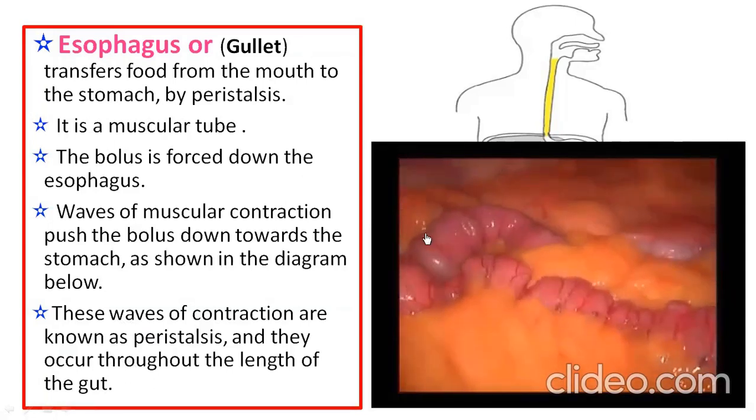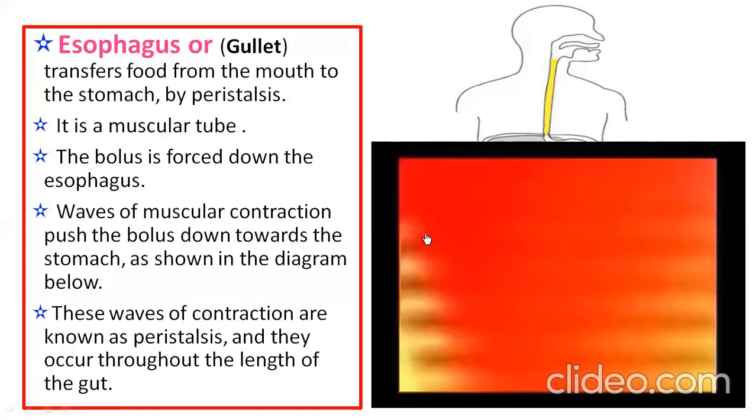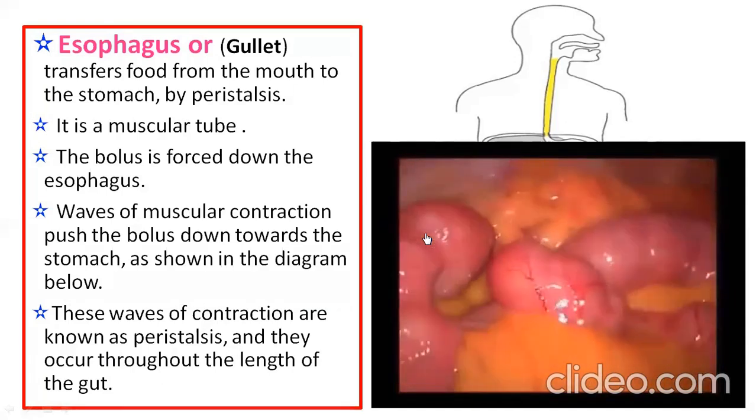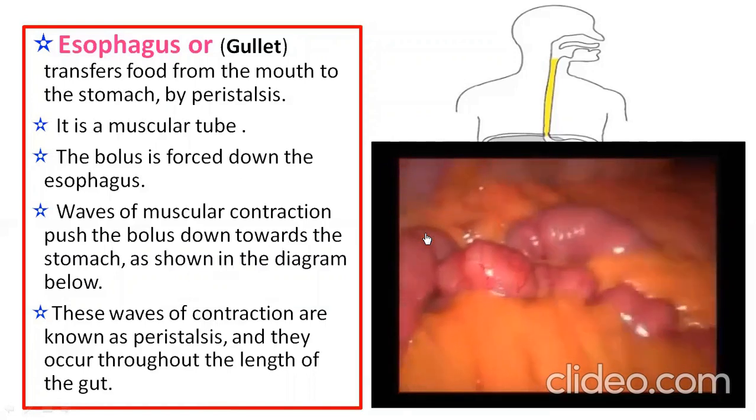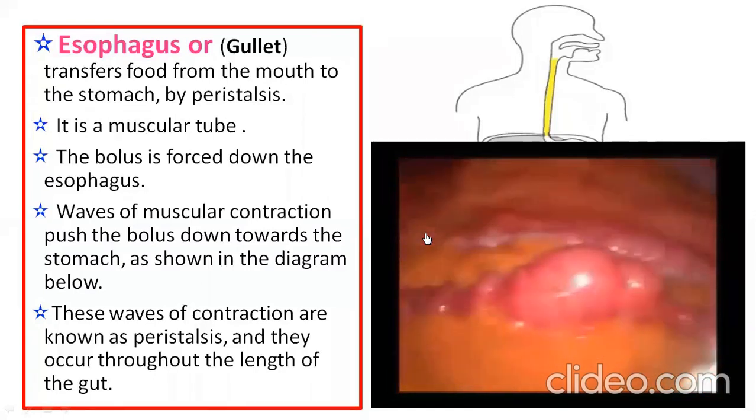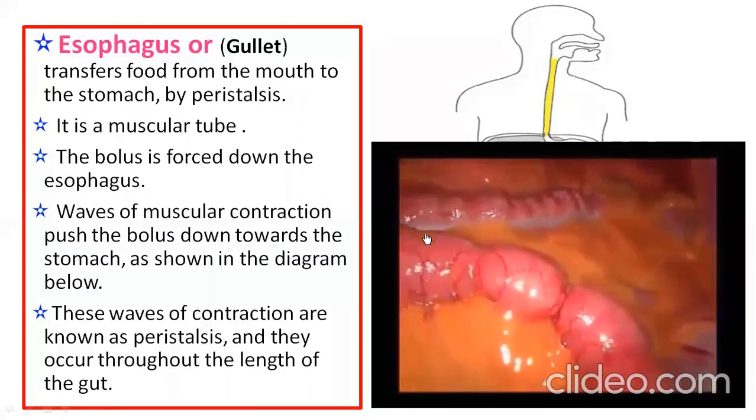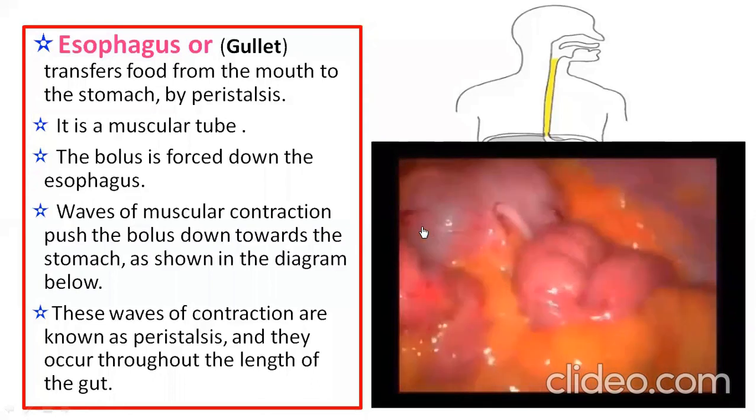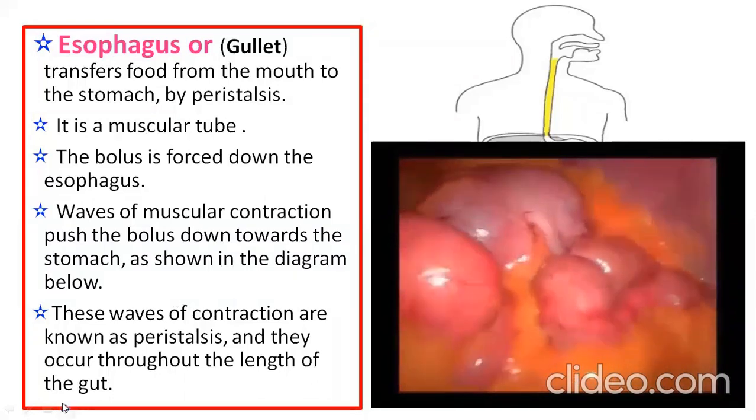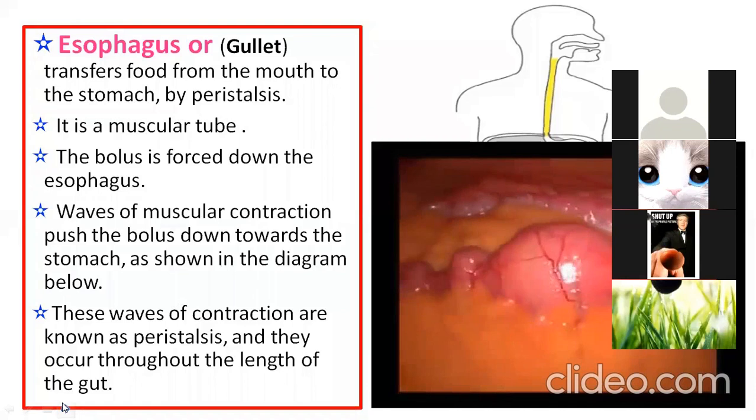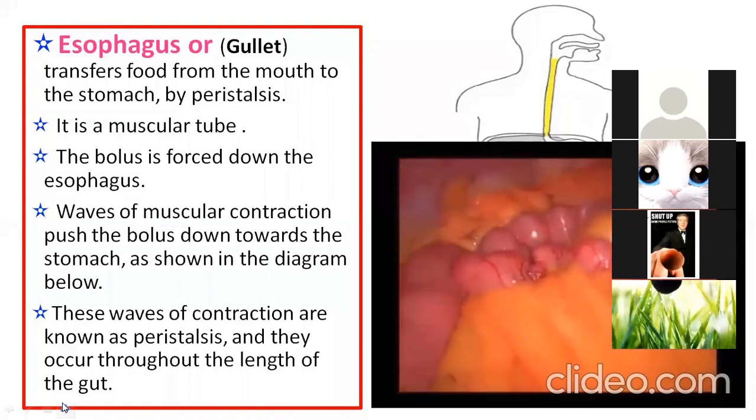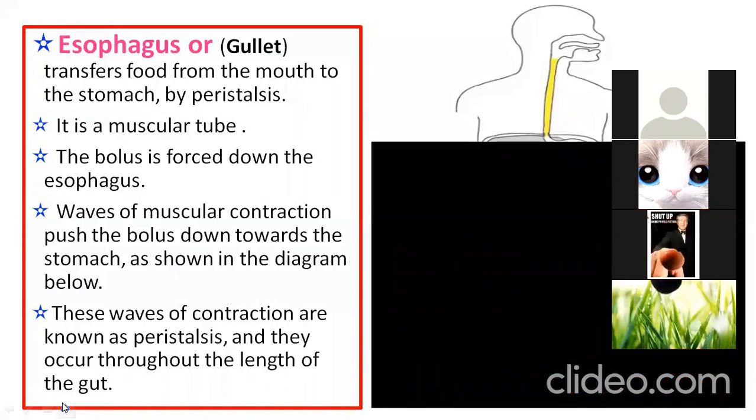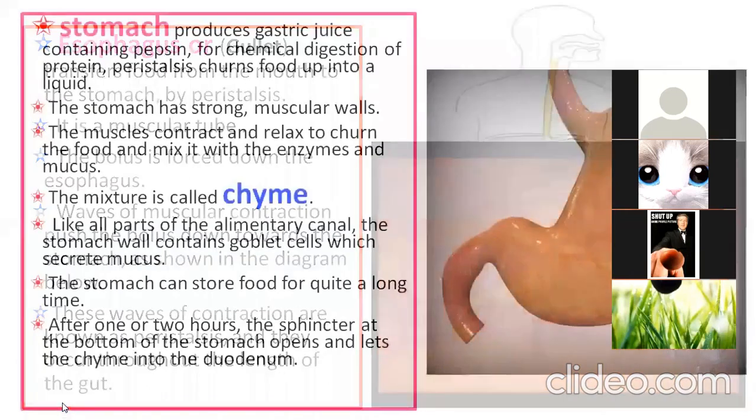If you want to see it again, you can check it here: muscle contraction and relaxation. This contraction and relaxation pushes the bolus down your esophagus. This is peristalsis, and it also helps make the food into small particles. It's also mechanical digestion. Is it clear?